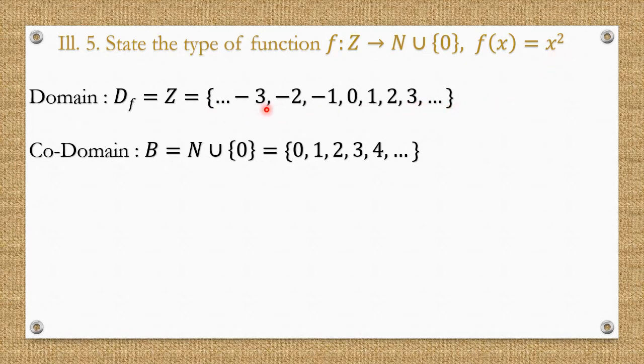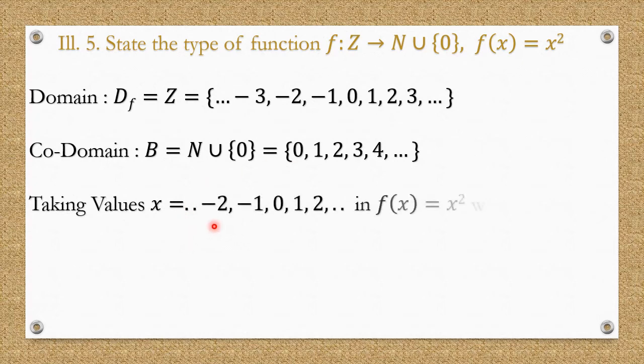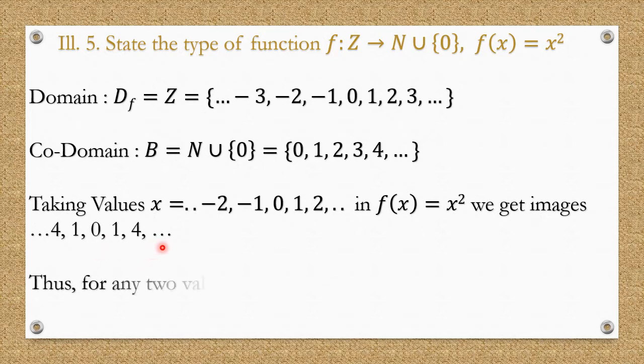You know that -3 square is 9 and +3 square is also 9. -2 square is 4, +2 square is also 4. So that means we are getting similar values. For -3 and +3, we are getting the same answer, 9. So let's check it from negative infinity to positive infinity. If we take these values and put them into the equation, we get 4, 1, 0, 1, 4. We are getting the same answers. We are getting repeat answers here.